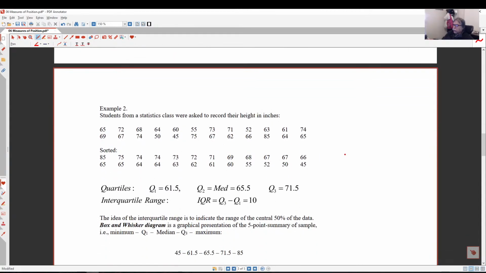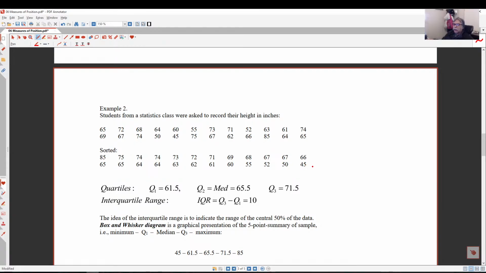For example, I have here students in a statistics class in terms of their height in inches. First of all, this needs to be sorted. The data is sorted here. Once the data is sorted, you have the bottom half of the sample and the top half of the sample, if the sample has an even number of items.